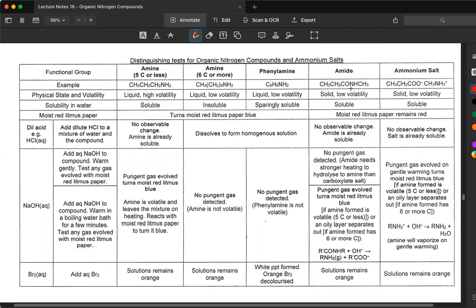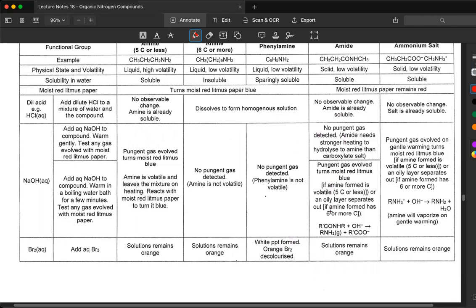As for amide, the one we just went through is a solid of low volatility, soluble, and no observable change. With NaOH, no pungent gas. Amides need stronger heating to hydrolyze to amine. So if you just add NaOH, it cannot. Pungent gas evolves if you really heat it. There will be oily layers separating out if the amine formed is 6C or more.